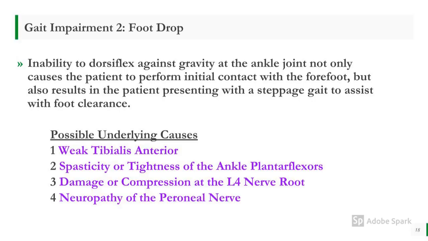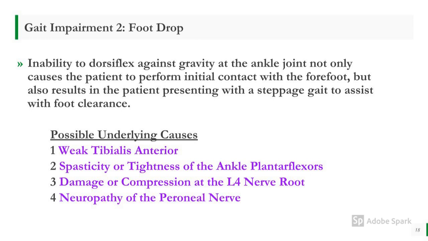The second gait impairment that we focused on was foot drop during the swing phase. The patient's inability to dorsiflex his ankle against gravity results in him performing initial contact with the forefoot. As a result, he avoids active engagement of the glutes, hamstrings, and TFL during initial contact and loading response. When the patient lowers his swing limb and forefoot to the ground, it allows him to not have to achieve full knee extension and results in a shorter step length.